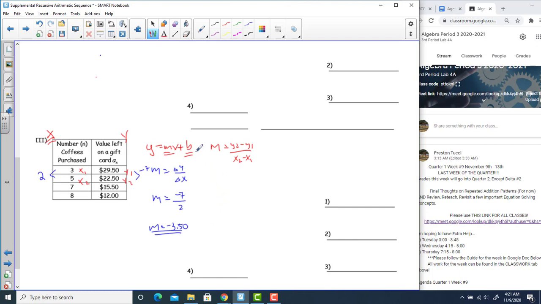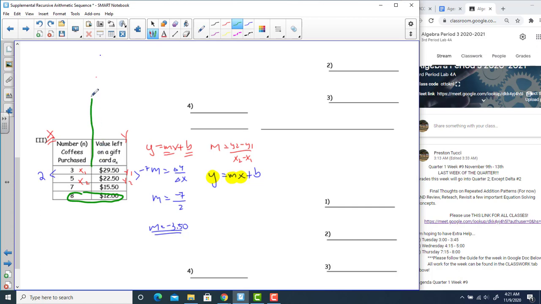Once you know m, you have to find b, the beginning amount. One of the easiest ways to find b, especially when these patterns get particularly long, is to substitute in for y, m, and x. We just determined m, and to get your x and y values, you can pick any point in the table. It doesn't matter if it's after 8 cups of coffee, there was $12 left on the gift card, or you could start with the beginning amount in the table. After 3 purchases, there's $29.50.